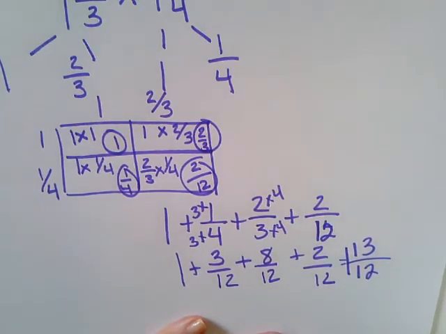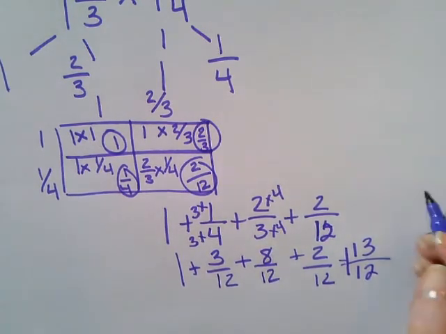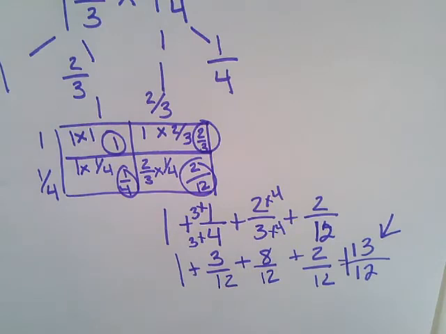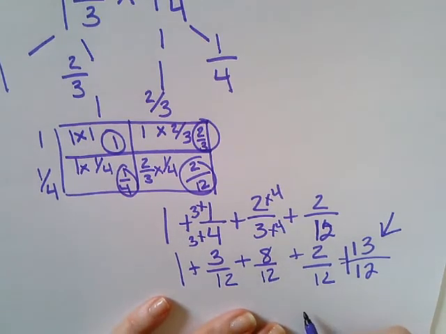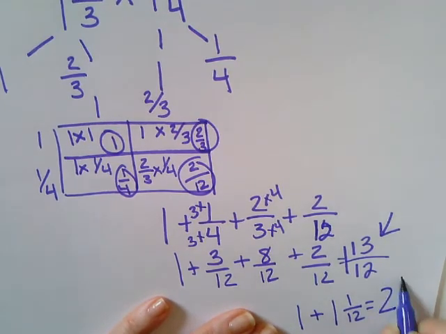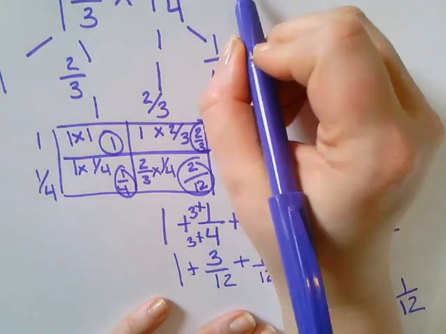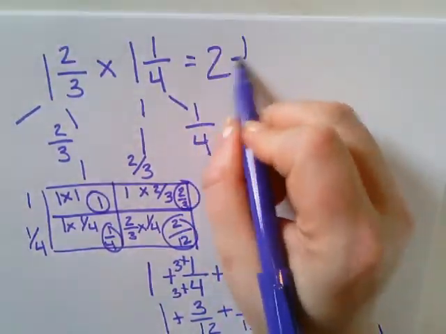So my answer is 1 and 13/12. But I need to change 13/12 into a mixed number. So this is going to give me 1 whole plus 1 and 1/12, which gives me 2 and 1/12. So my answer is 2 and 1/12.